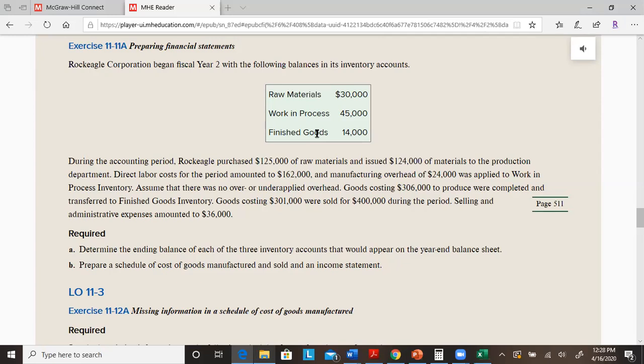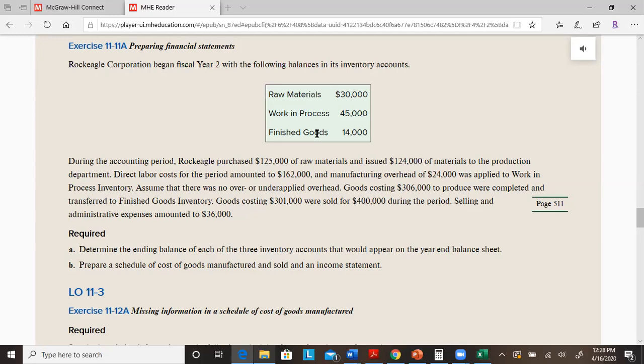So I'm just going to do a T account. It wants us to keep track of how much is in each account. So with all assets, to increase is going to be on the left, to decrease is going to be on the right. So let's just start with the beginning balances. So raw materials is 30,000. Work in process, 45. Finished goods, 14.